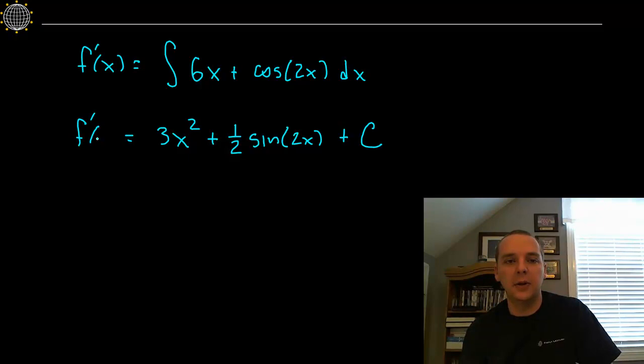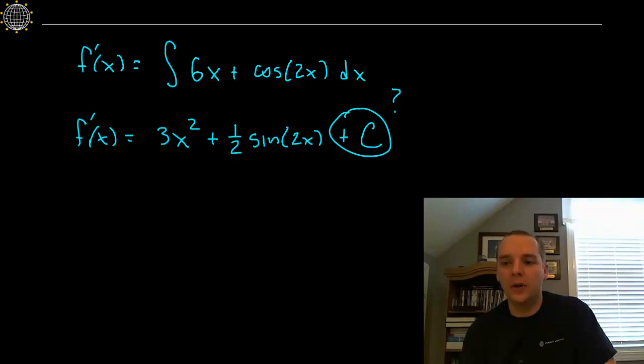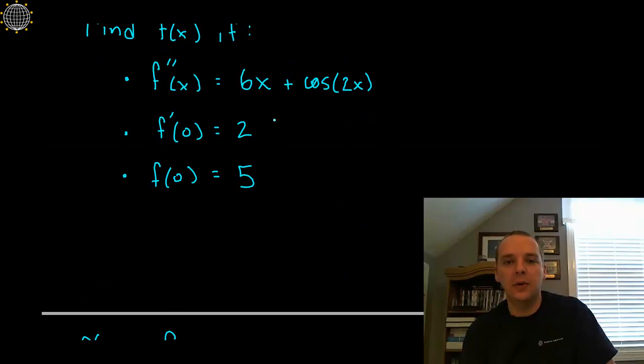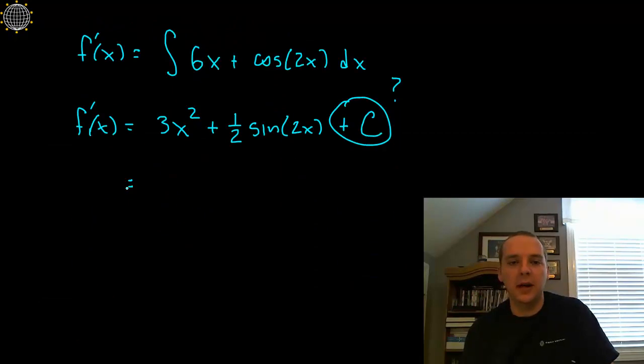So that's the derivative, but the issue, as we stated earlier, is this plus c. I have no idea what the plus c is. So this is where we're going to bring in one of our initial conditions, namely the one for f prime right here. F prime of 0 really needs to be 2. So when we plug in a 0 for x, we should get out 2 for the derivative. On the right hand side, 3 times 0 squared is 0, sine of 0 is 0, 0 times 1/2 is 0, so we get 0 plus c.